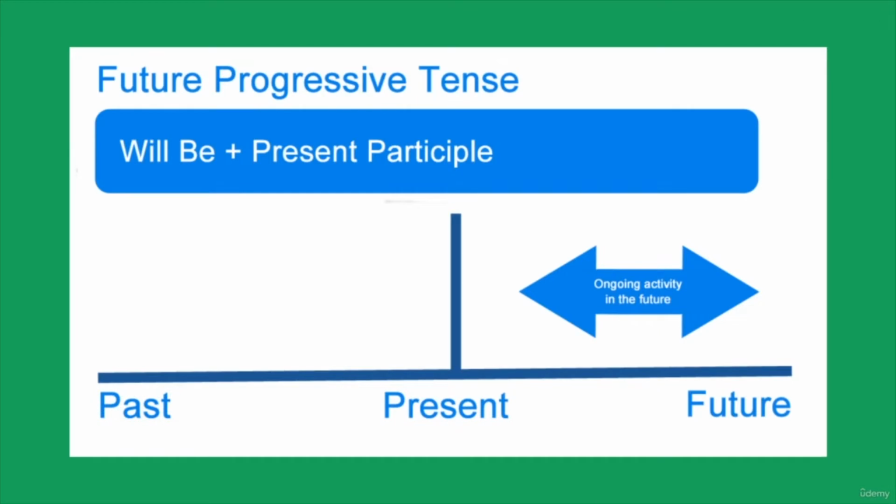This image may help you to understand how we use the future continuous tense. You'll notice at the top it says future progressive tense. Progressive means the same as continuous. So we use will be plus the present participle. I will be teaching tomorrow afternoon. She will be running next week. It's an ongoing activity that is going to be happening in the future.